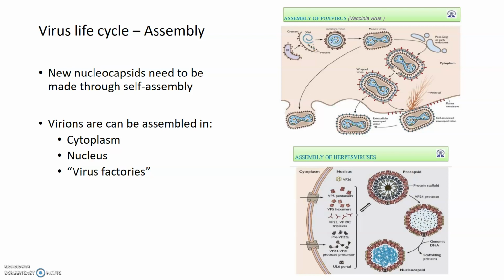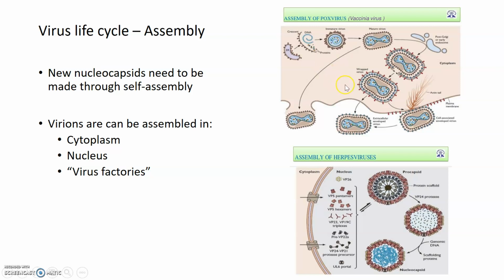And so after all of these things are made, you've got your nucleic acids and your proteins, you need to put them together to make new virions. And putting them together is the process of assembly. Nucleocapsids, which is just that genome plus capsid, need to be made, and they're made through a process called self-assembly, and they can be assembled in different parts of the cell. Depending on the virus, the self-assembly is different, and the location of assembly is also different.